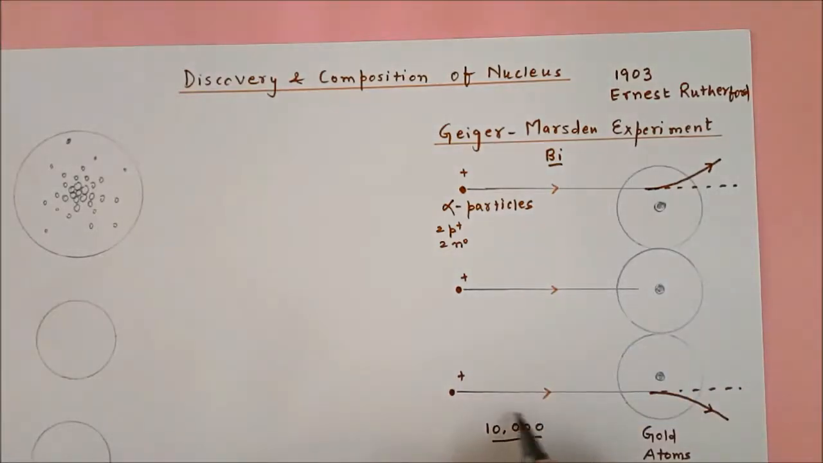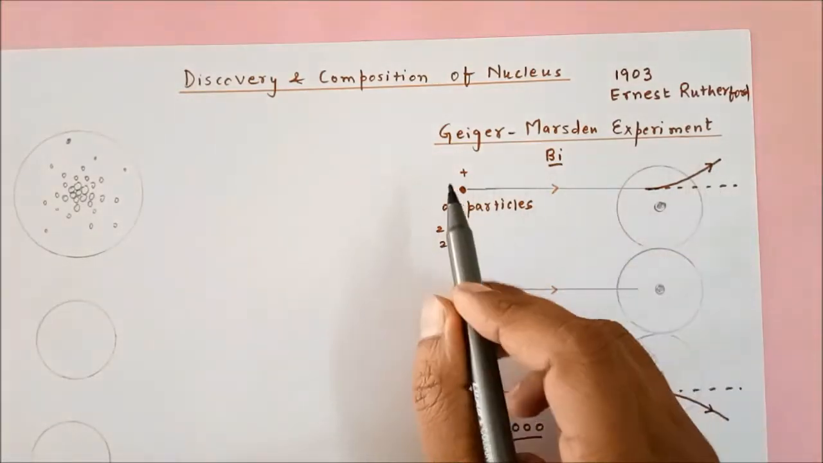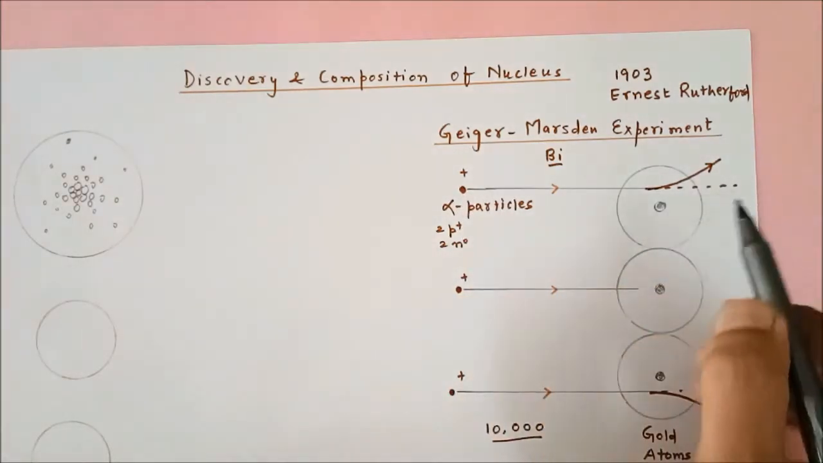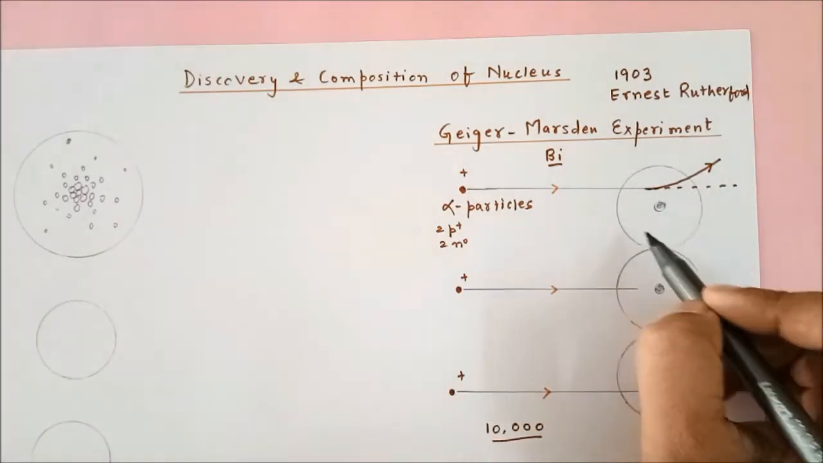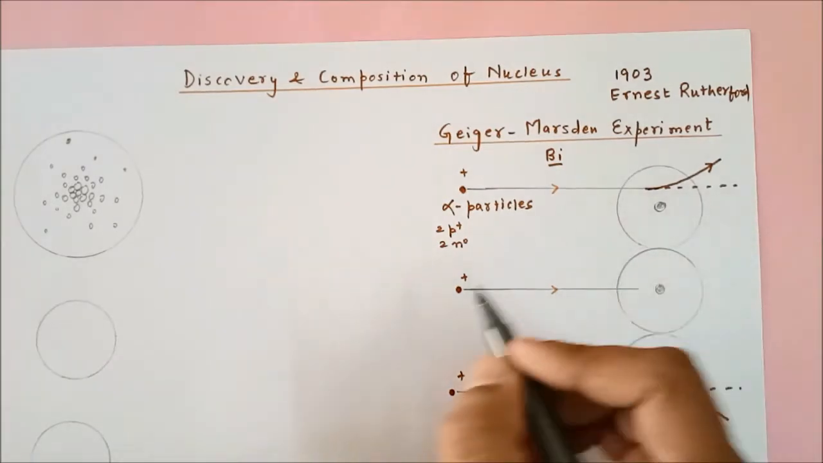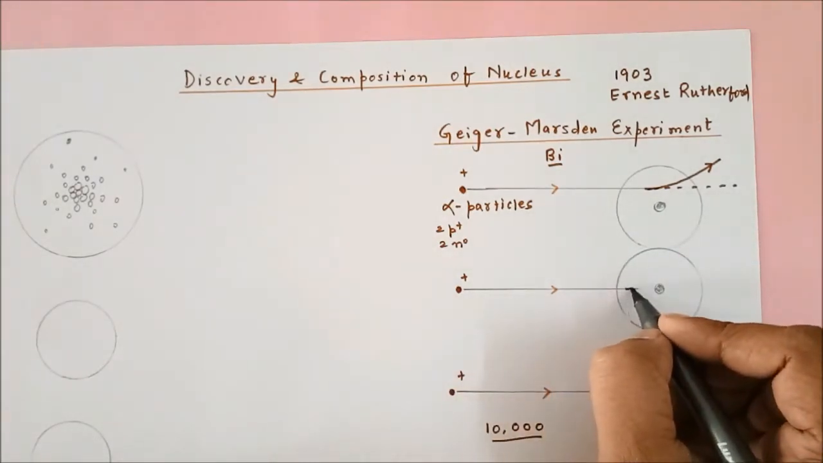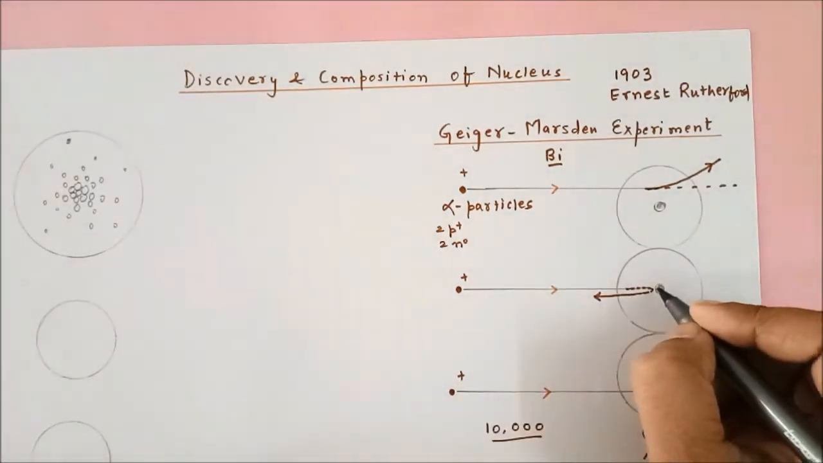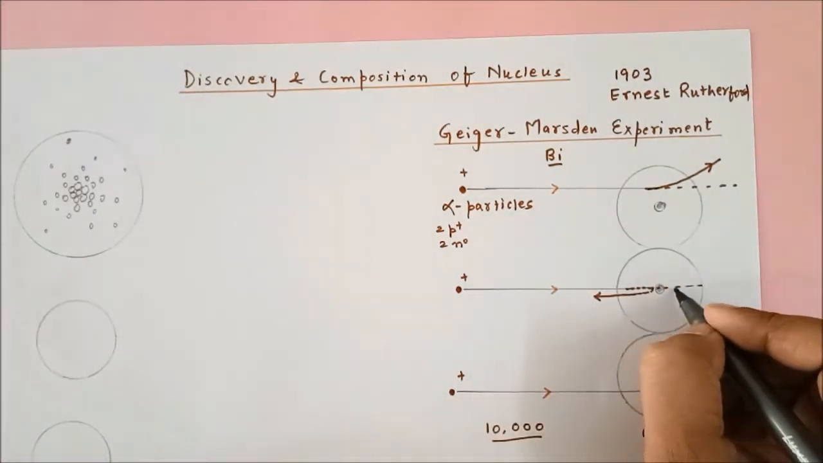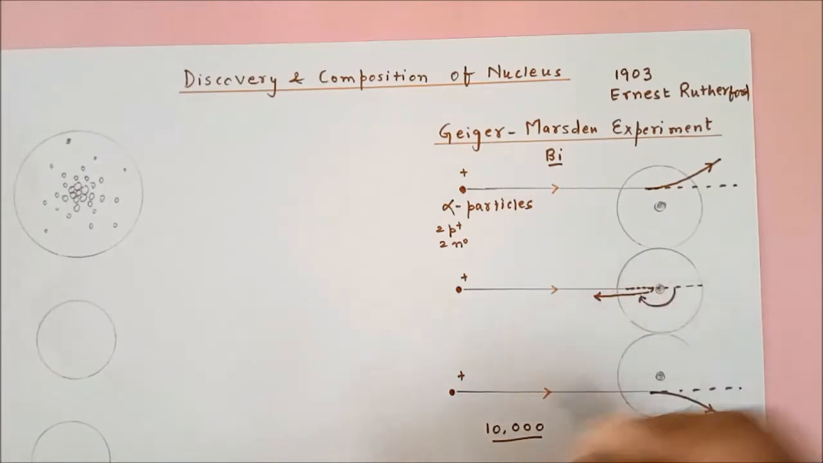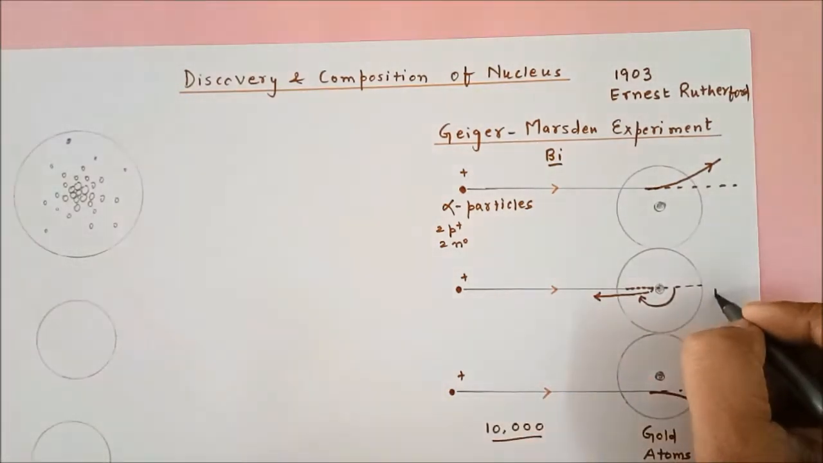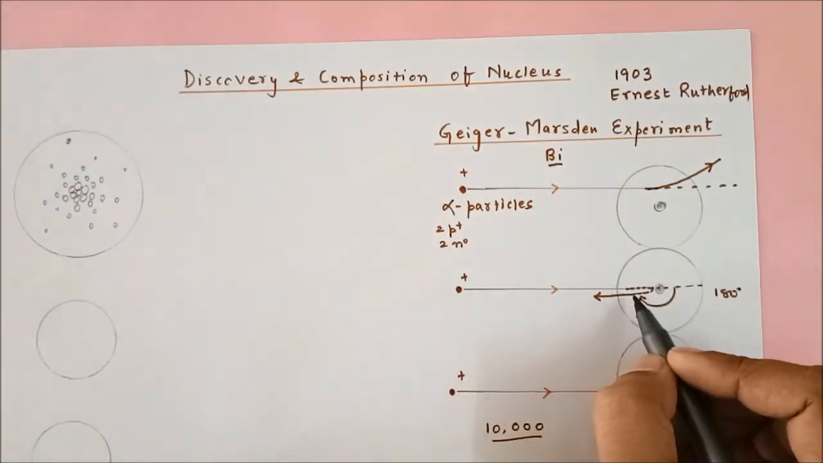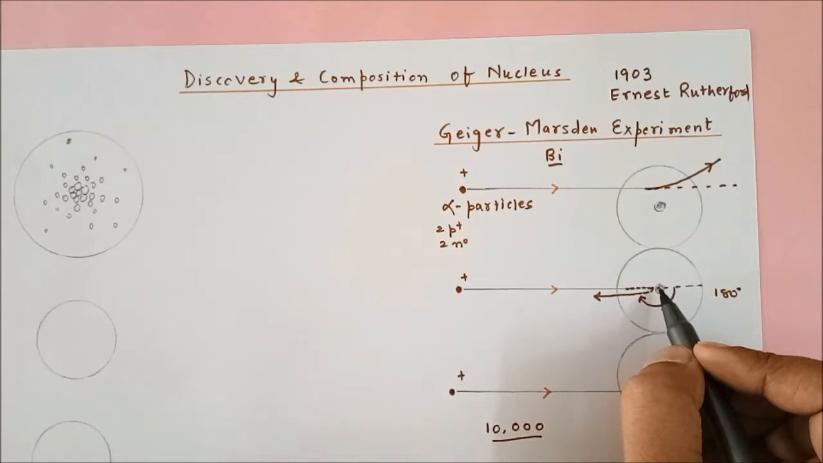It was noticed that out of 10,000, around 9,999 alpha particles just passed by, suggesting that most of the space in the atom is empty. Only one of the alpha particles actually scattered back. That means it was supposed to go in a straight line, but it deviated by an angle of 180 degrees. So this was the alpha particle which went head on towards the nucleus of the atom.